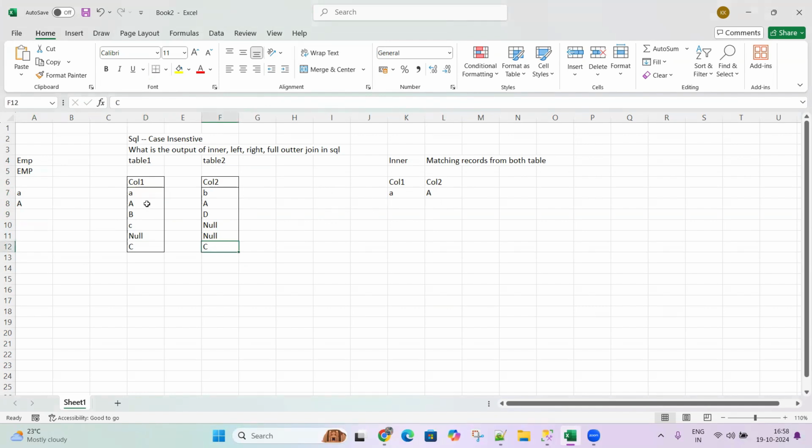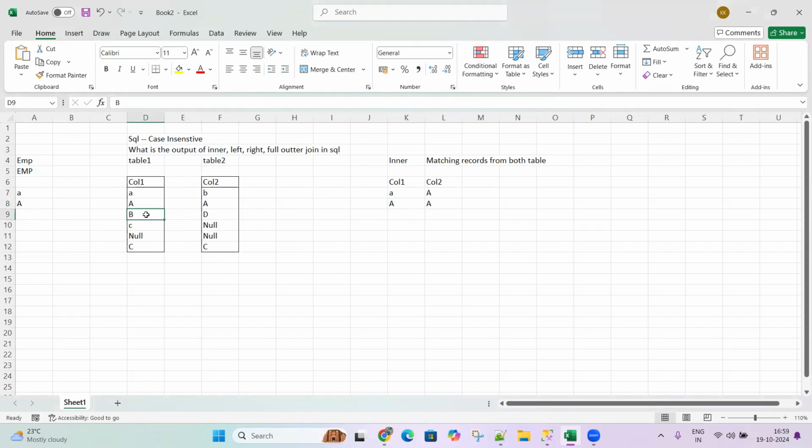Now the first record is over, so we go with the next record, capital A. Capital A matches with B? No, so we leave it. Capital A matches with capital A? Yes. So in the first table it was capital A, and in the second table it's again capital A. Let's consider the other records. A matches with D, no. A matches with null, no. A matches with null, no. It doesn't match with C either. So we leave this record now.